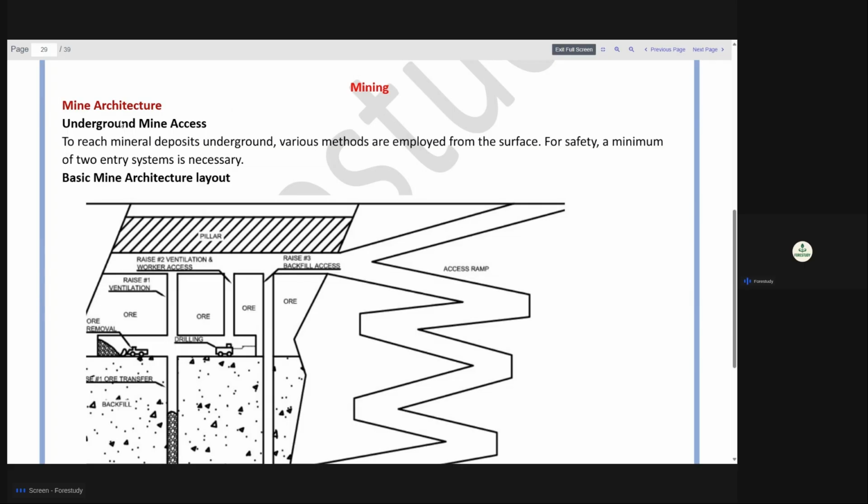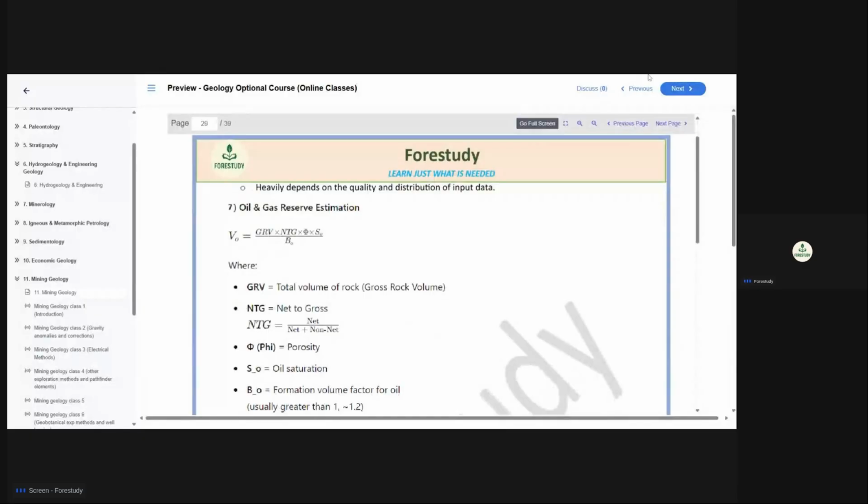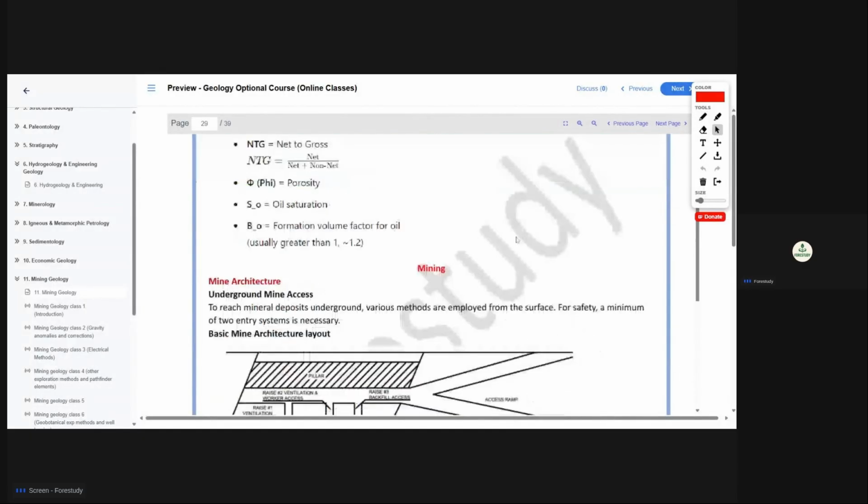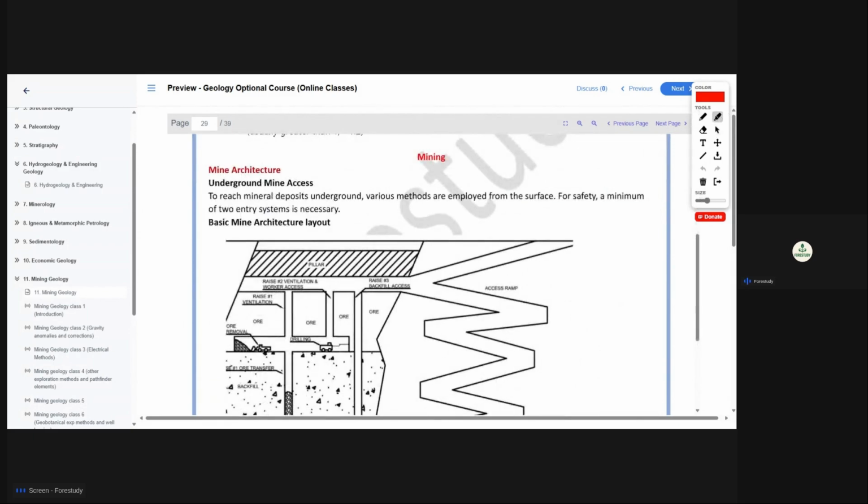So we have the mining architecture here. First one is the underground mine access. Okay, how do you access an underground mine? To reach the mineral deposits underground, various methods are employed from the surface. For safety, a minimum of two entry systems is necessary. It can be more than two also. And this is the basic mine architecture layout.